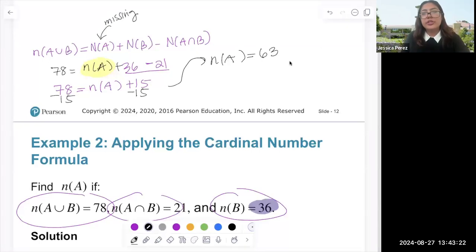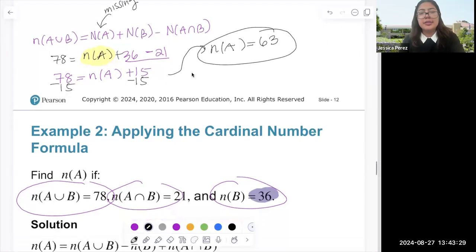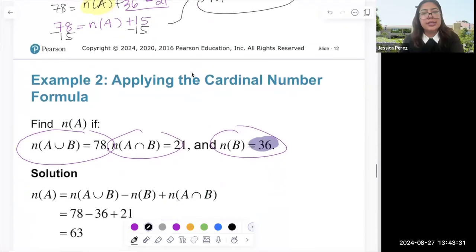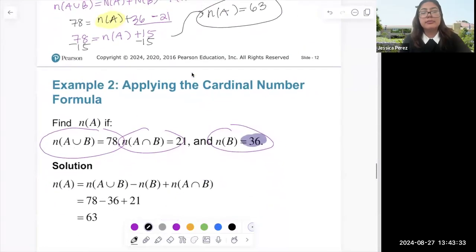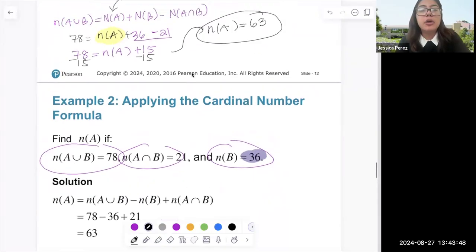Solving an equation, we isolate the variable n(A). So that tells me that the cardinality of A is 63, which is exactly what we have over here. So that is just applying the cardinal number formula. You might be given one thing, you might be given another, and you might have to solve sometimes, and that's okay. So make sure that you know how to identify what pieces are given and what pieces are missing.